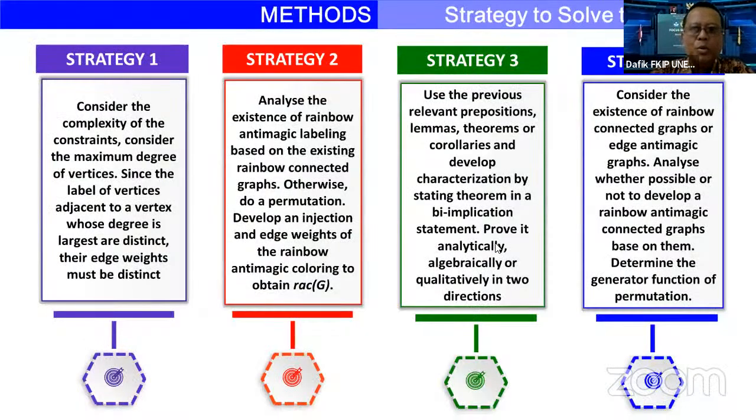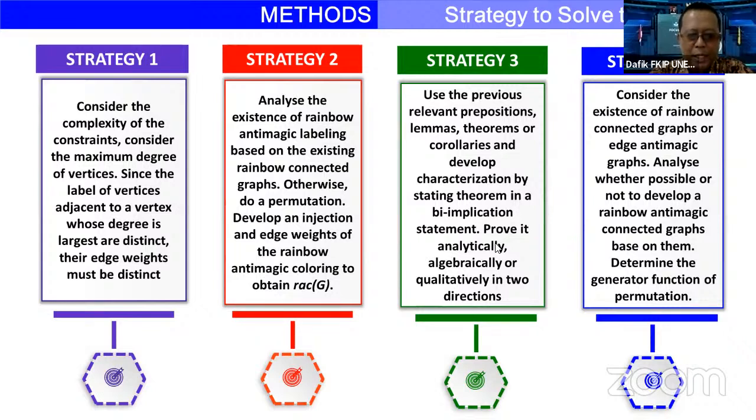Okay, strategies for how to solve the problem. Normally, strategy 1: consider the complexity of the constraint, the maximum degree of vertices. Since the labels of vertices adjacent to a vertex whose degree is the largest are distinct, their H-weights must be distinct. That's why in my paper I already stated the sharpest lower bound.